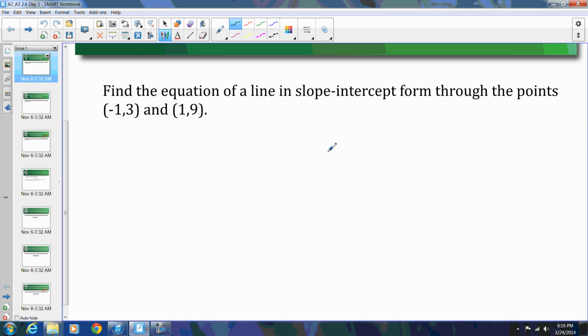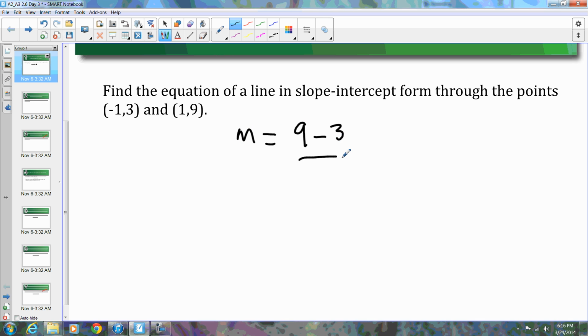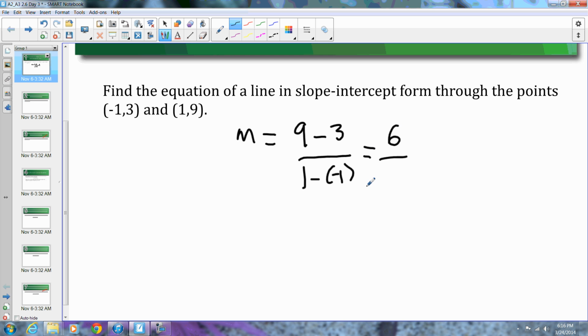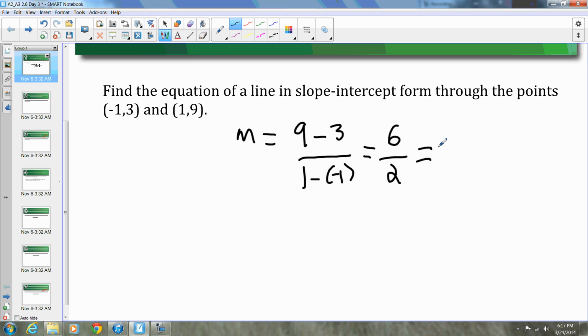So here we go. Here we have the 2 points, negative 1, 3, and 1, 9. So if I'm trying to solve for the slope, m is equal to 9 minus 3, and this is just the order that I chose, over 1 minus a negative 1. So 9 minus 3 is 6. 1 minus a negative 1 is 2. 6 divided by 2 is 3, right? So here we have the slope of 3.